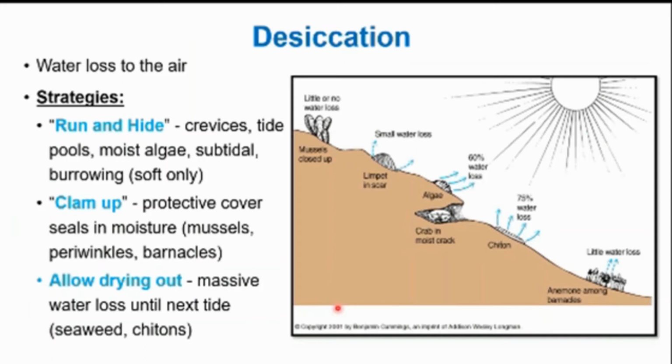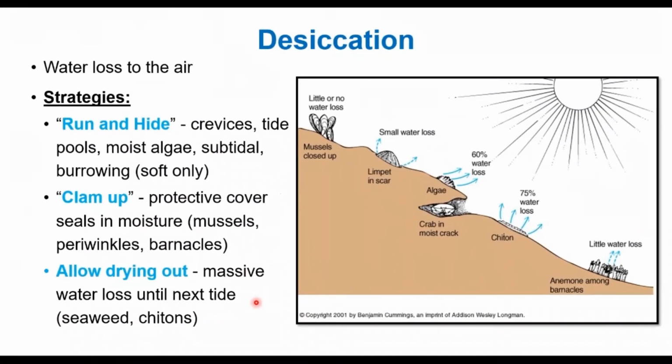And there are chitons in the rocky shores which have to lose almost 75% of their water and then wait for the next tide to regain it. So if you look at the clam, it has a protective cover, right? It closes the shell and stays inside. But other organisms like seaweeds and chitons have to allow the water to dry out and then wait for the next tide.